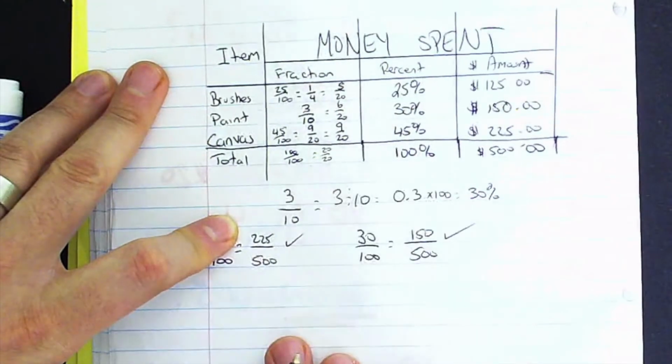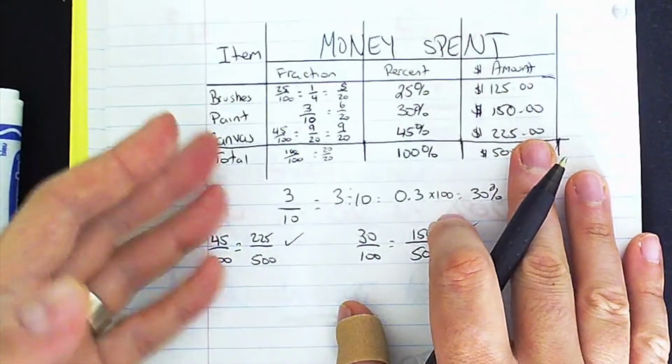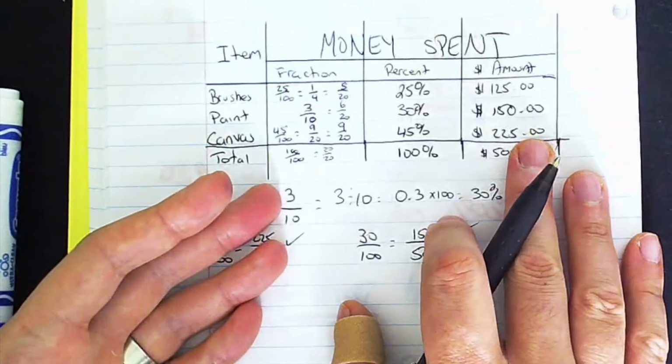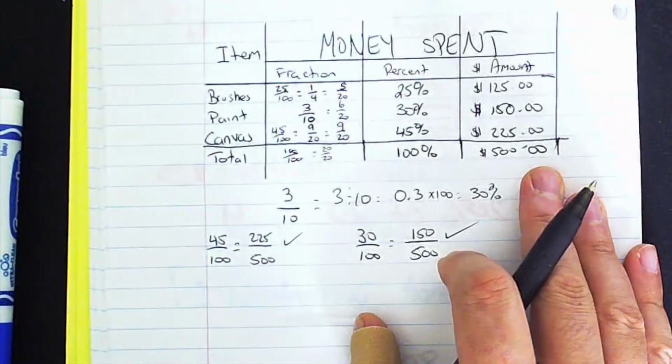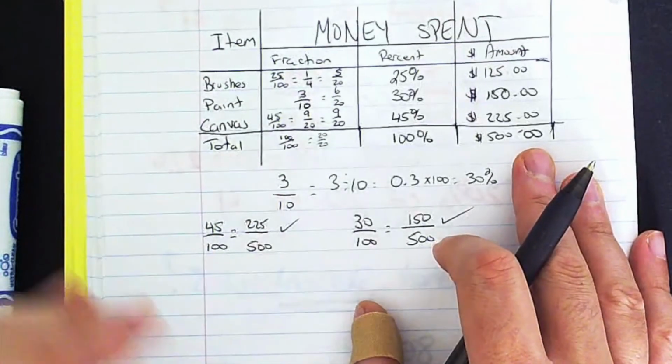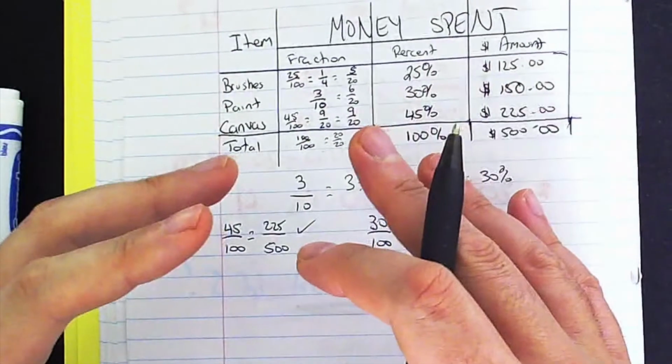Okay, so this is how you would solve problems with percentages, fractions, decimals, and money. So there are a lot of examples you could use. Watch my other videos to help tie this all together.